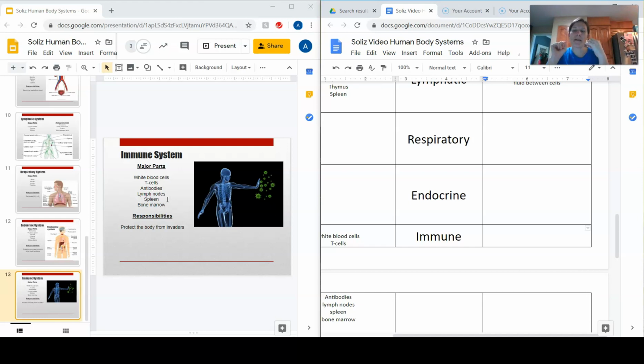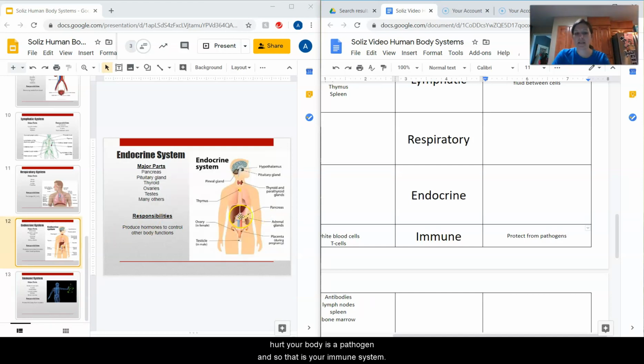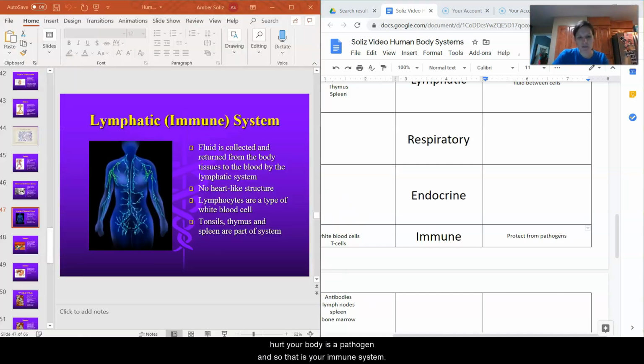Your lymphatic system works with the immune system. Let's see. Your skin works with the immune system because it's going to keep those pathogens from entering the body anyway. There's so many systems that work together in the body, and they're going to protect you from infection or any pathogens. Pathogens are anything that hurts you. It could be protists that hurt you, bacteria that hurt you, viruses that hurt you, just anything that's going to hurt your body is a pathogen. And so that is your immune system.